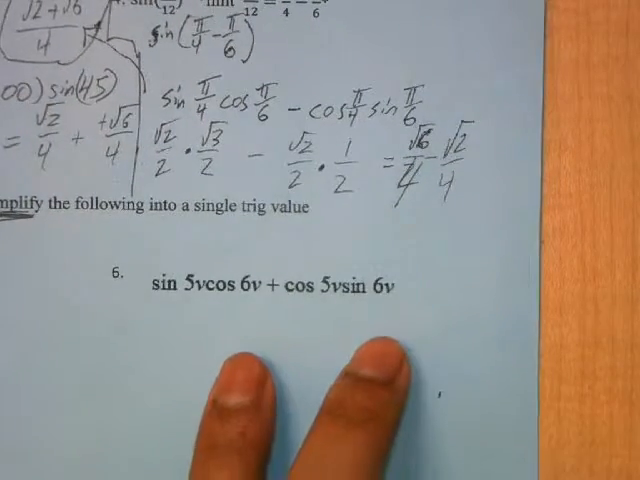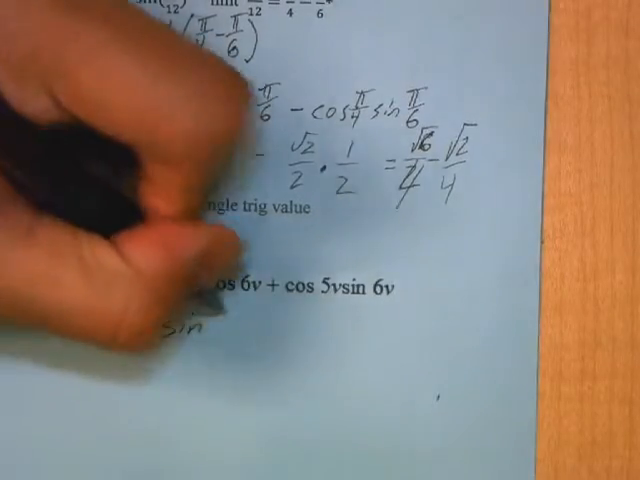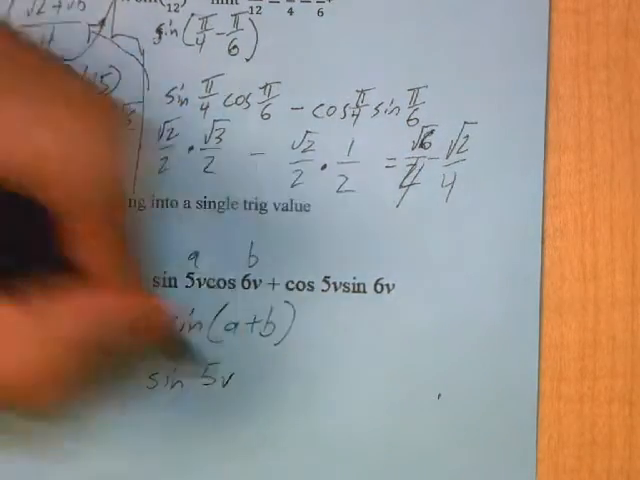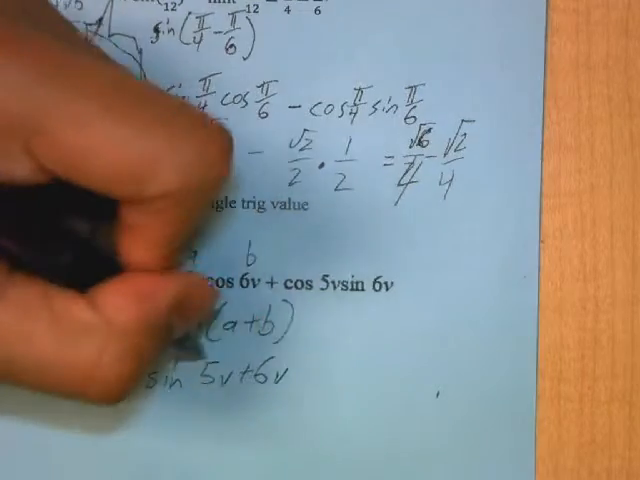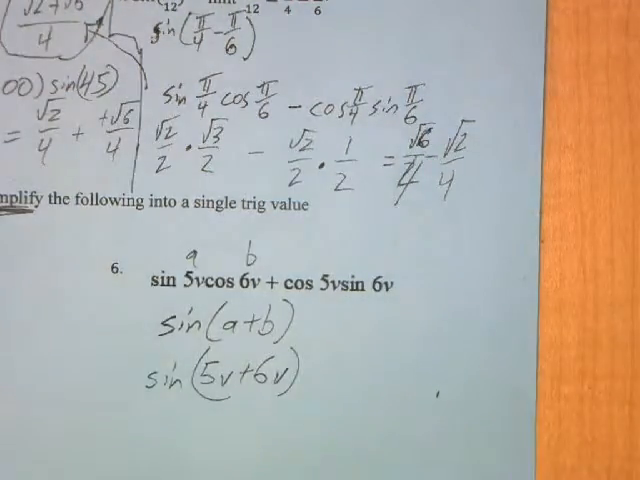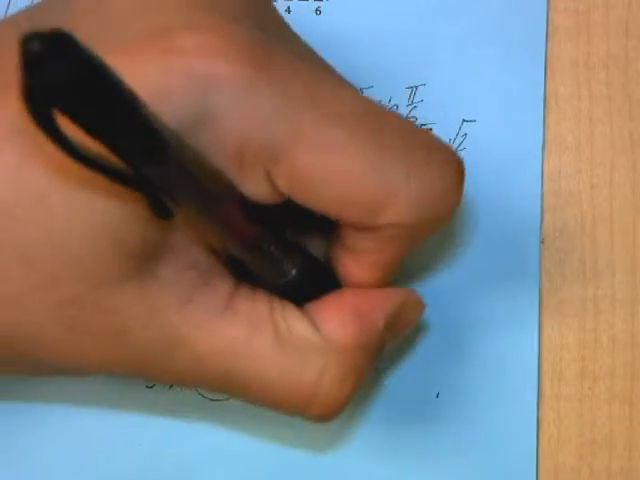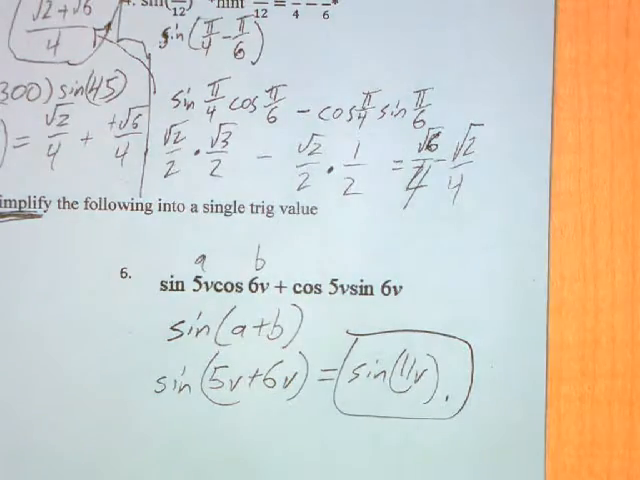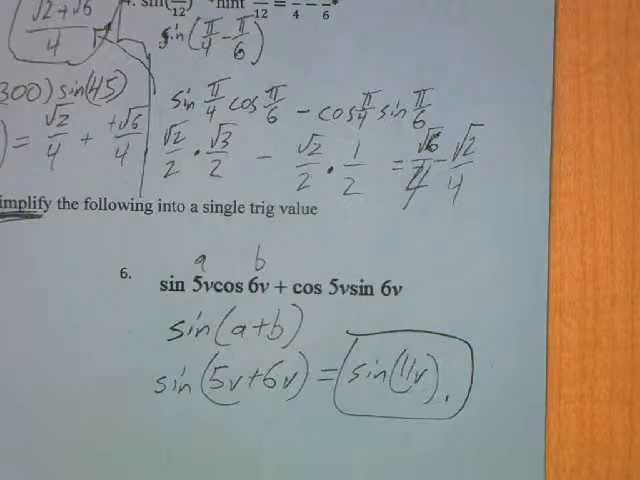Same thing over here, right? This time we've got, these are going to be plus. This matches up with sine A plus B. Again, A and B are these. So we've got sine 5v plus 6v, which is just sine 11v, right? Make sure you bring the variable with it. It doesn't make sense if you don't have the variable, all right?